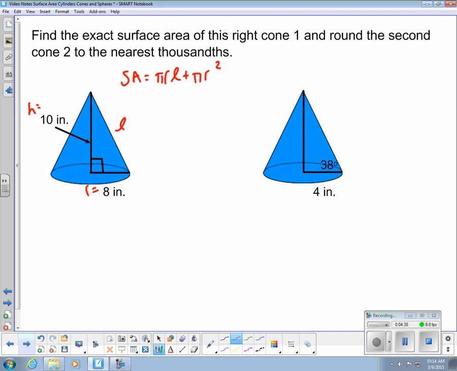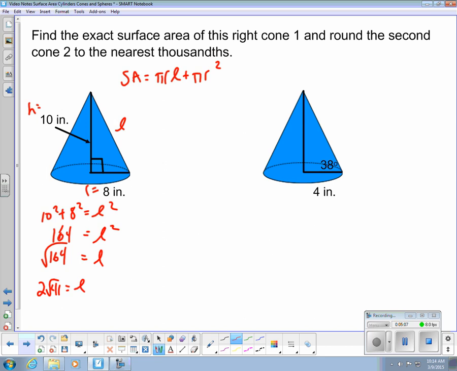So let's go down here. Is this a Pythagorean triple? You see an 8, you see a 10. You may think it is, but it's not, because the 10 is in the wrong place. So I'm going to have to say 10 squared plus 8 squared is equal to L squared. So L squared is equal to 164. So L is equal to the square root of 164, which if I simplify is 2 square root of 41.